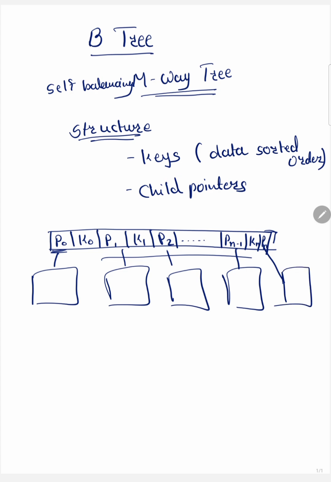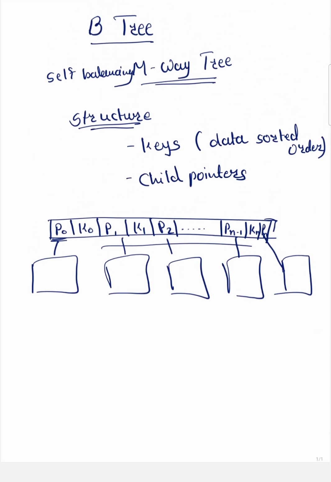So these are the basic structure, but there are some criteria that we need to follow while creating a B tree, right? So what are those criteria, or you can say the properties of a B tree, right? So let me explain quickly, right?